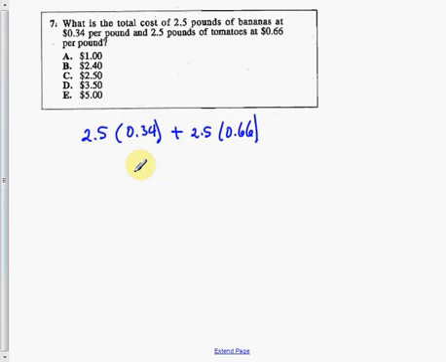You could tell me. Okay. So we get C, 250. Very good.